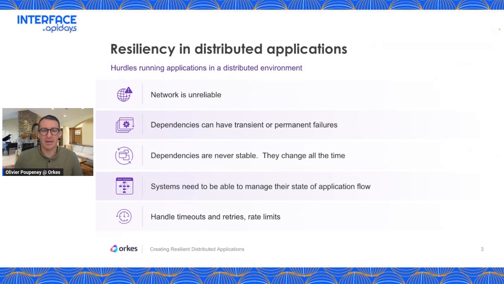The system needs to manage the state of the application flow. This is the fact that when you build an application that is consuming different services, you need to handle timeouts, retries, and rate limits, also to make sure that if your application is provided to different kinds of customers with different contracts, they can reach a certain limit at one point and then they cannot consume more.